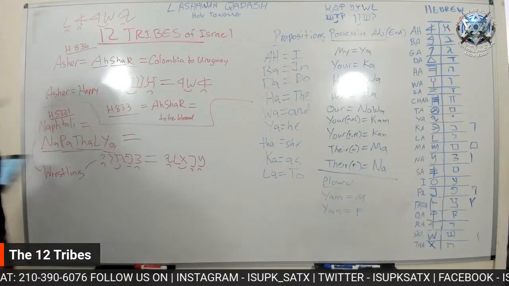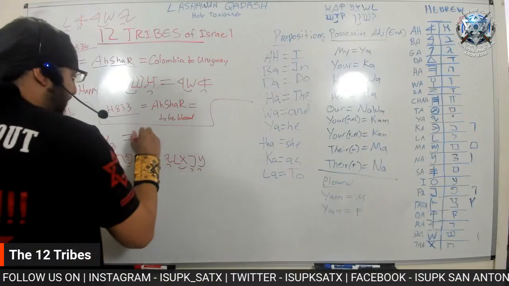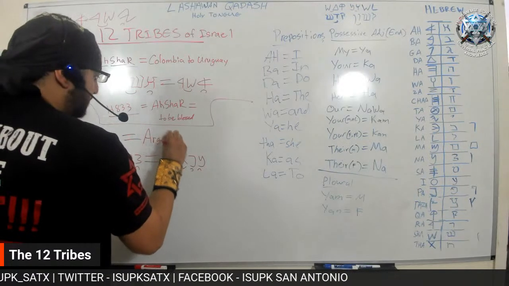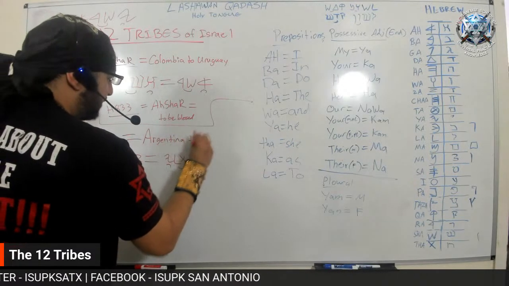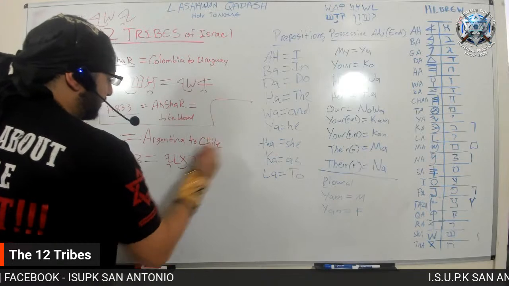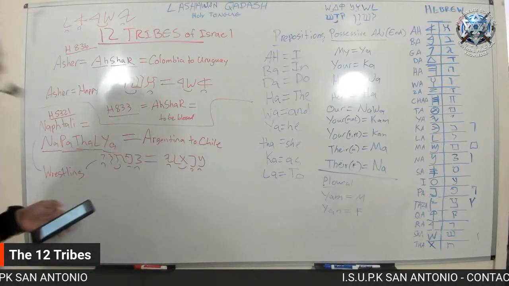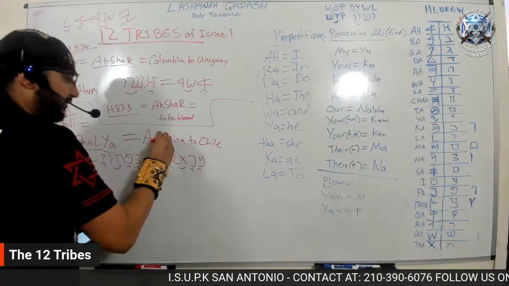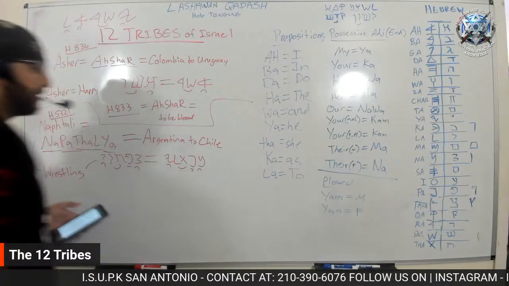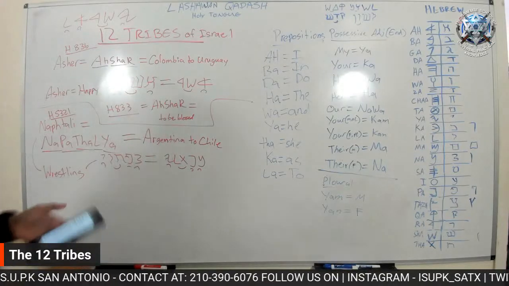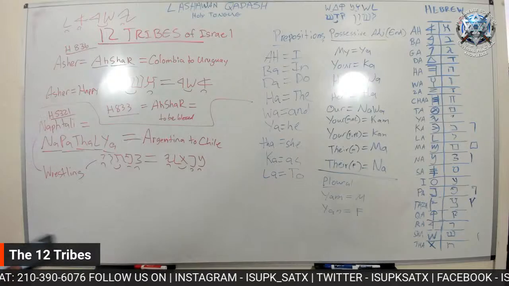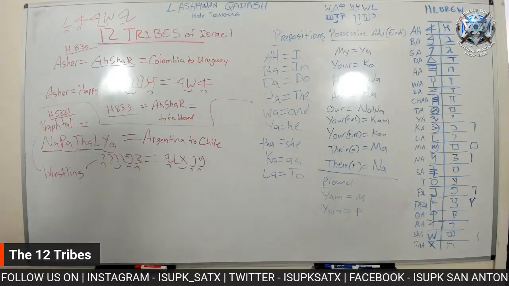Naphtali, of course, is the tribe that we know today from the land that goes from Argentina to Chile. I'm not sure if Manu Ginobili is considered Argentinian or if he's from Spain originally, but Argentina is where he comes from, though, right?